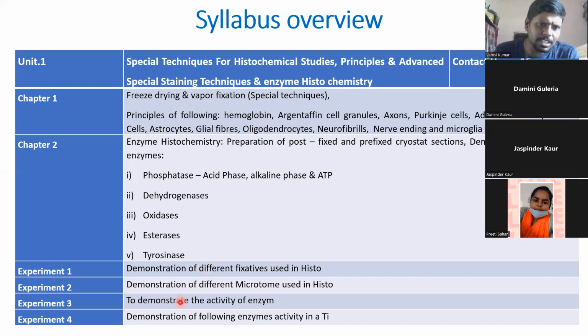Then there is the demonstration of various fixatives used in histochemistry. The fixatives we are using are reversible fixatives. When I say reversible, yes, they will also cause crosslinks among the proteins, but we can remove the crosslinks. We will use some modified fixatives, and also modified microtomes such as the cryomicrotome. So this is all about unit 1. Unit 1 gives us the very basics.